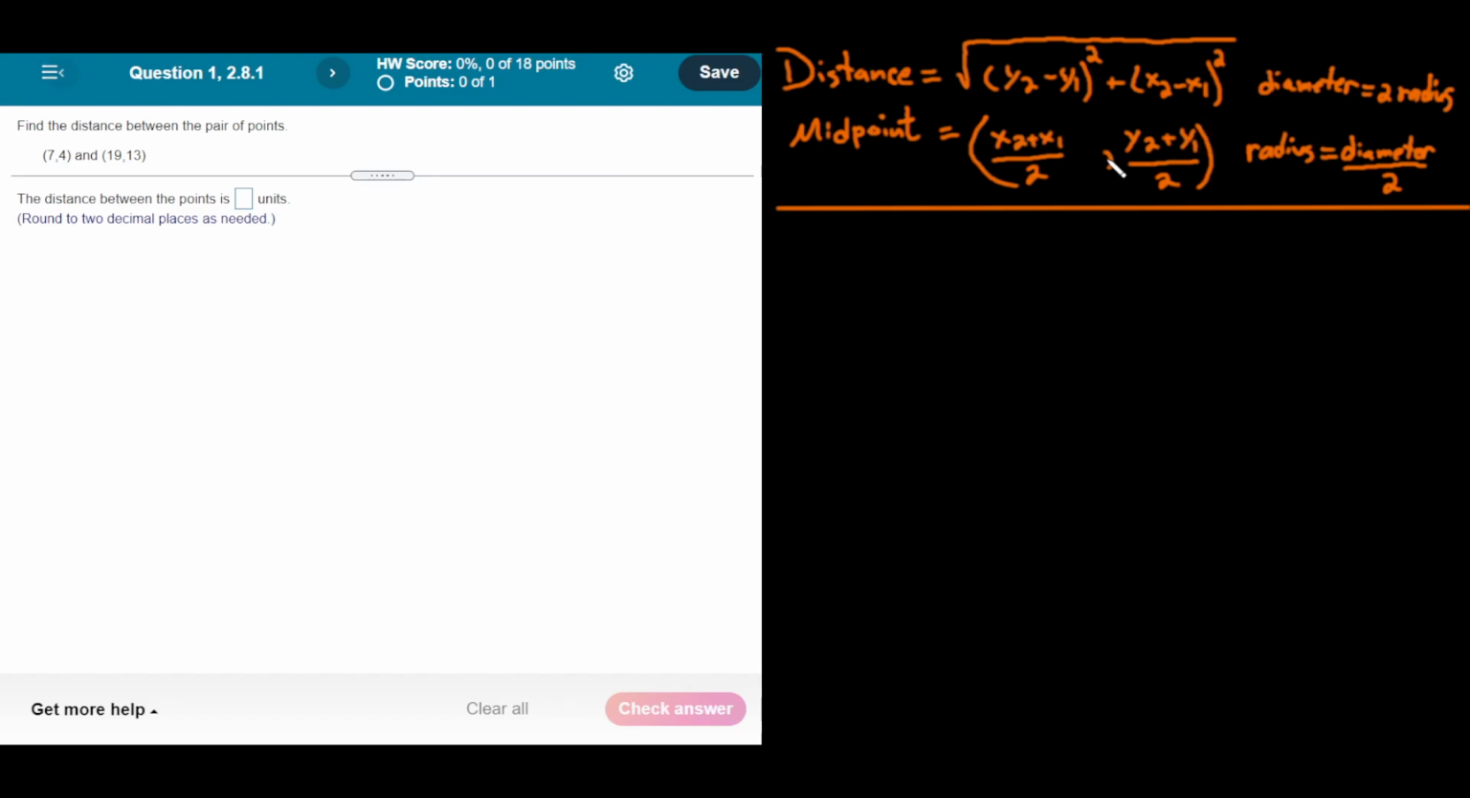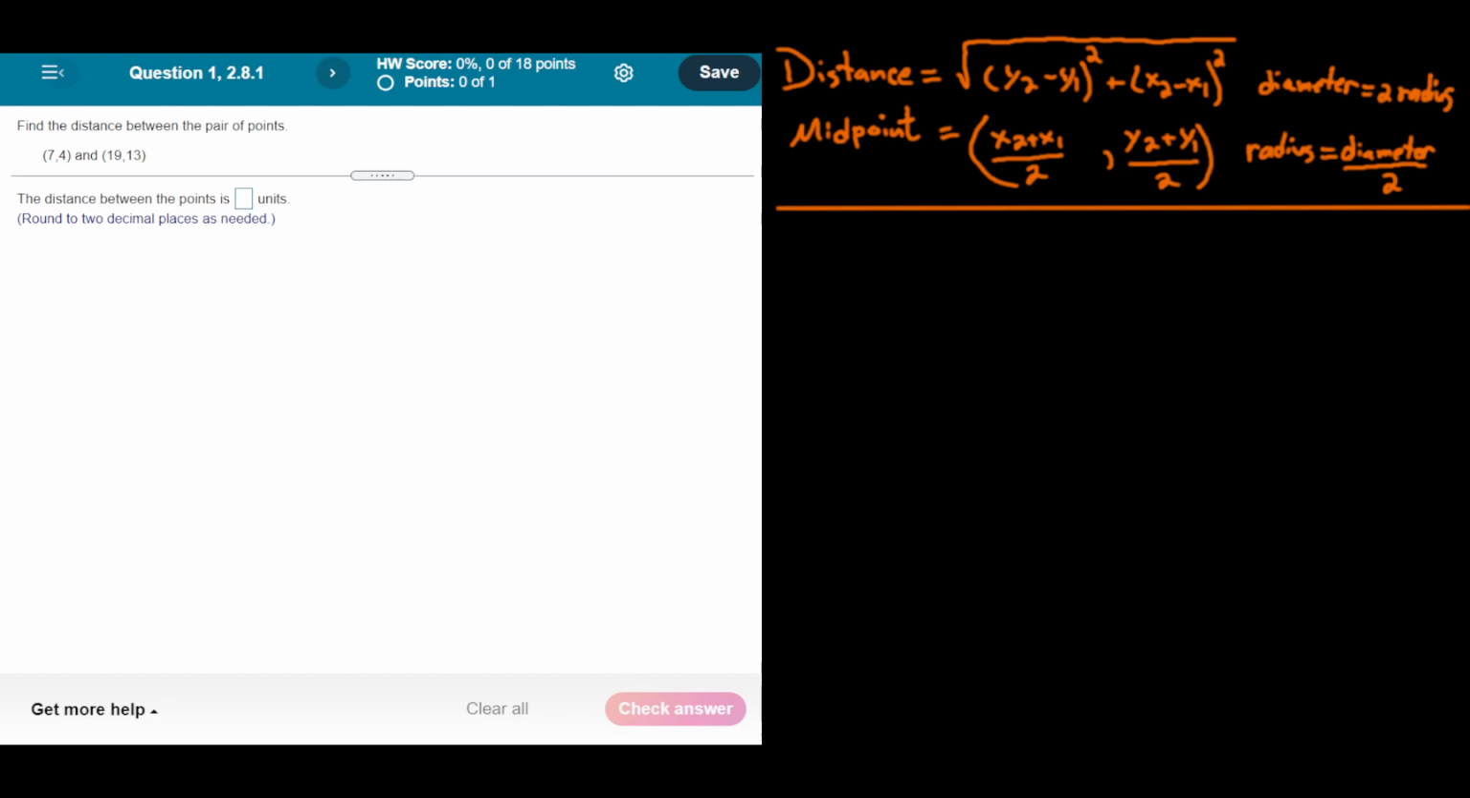And one thing of note with the midpoint formula, it doesn't matter which one comes first or which one comes second. You can do x1 plus x2 divided by 2 instead, and you're still going to get the same answer. And we also have diameter. Diameter is twice the radius, 2 times the radius. Radius is equal to the diameter divided by 2. So you may remember those from elementary school or not.